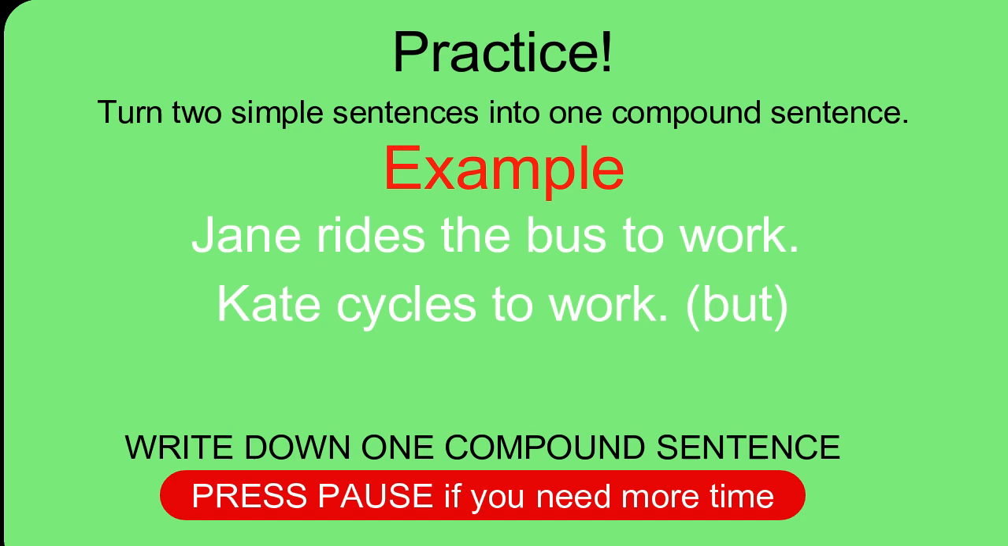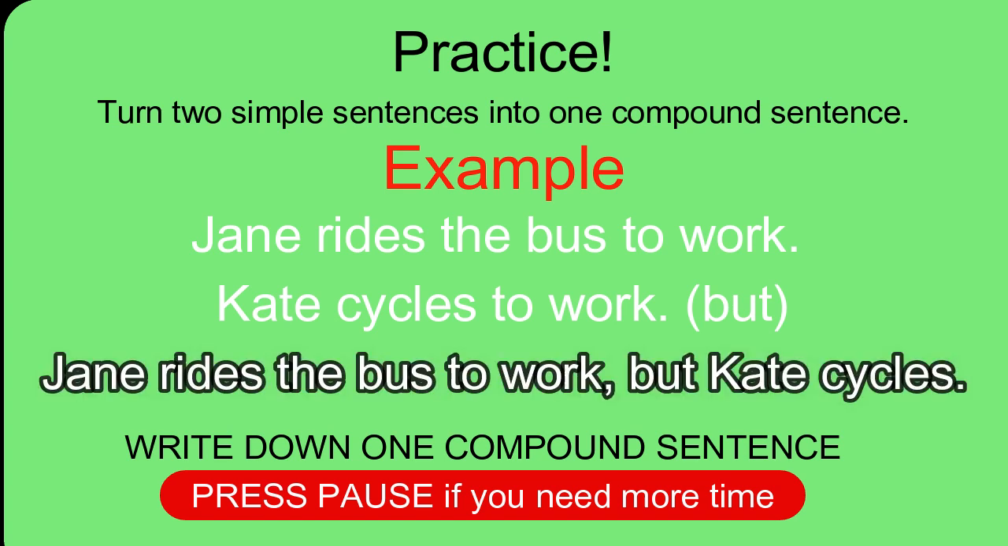So here you can see Jane rides the bus to work, Kate cycles to work. So there is some contrast. So we will use but. Don't forget, you need to use a comma. So, Jane rides the bus to work, comma, but Kate cycles. I don't need to say to work. I don't need to repeat this information.